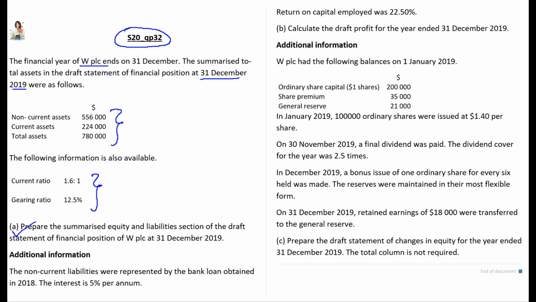In part A, we have to prepare the summarized equity and liabilities section of the draft statement of financial position at 31st December 2019. Summarized means that you only have to show the main headings, and draft statement of financial position means that the company does not consider it to be the final version. So let's start solving part A.